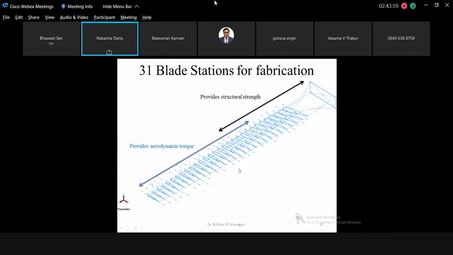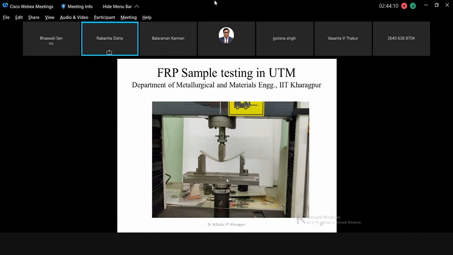This is a 3.24 meter long blade. The lower half provides the structural strength, and the upper half, about the top 60%, provides the main aerodynamic torque. Okay, so this blade is going to be made of FRP.